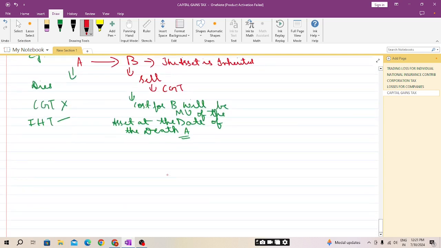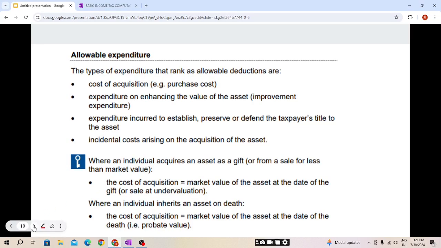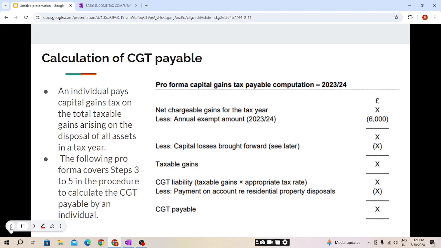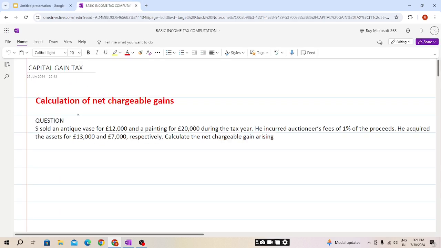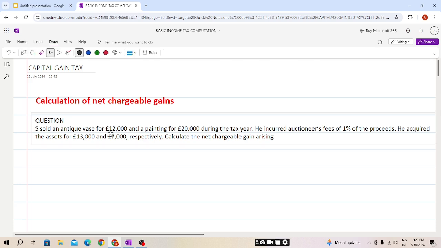Till now we have covered this. Now students, we will be doing a question so that we have a better understanding. Calculation of net chargeable gains. S sold an antique vase for 12,000 pounds and a painting for 20,000 pounds.